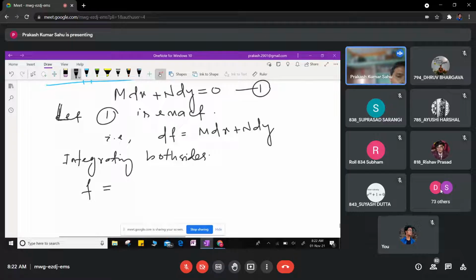Suppose we are integrating with respect to x. So this is the integration of m dx, and this n term, dy term, is nothing but a function of y. Why a function of y?